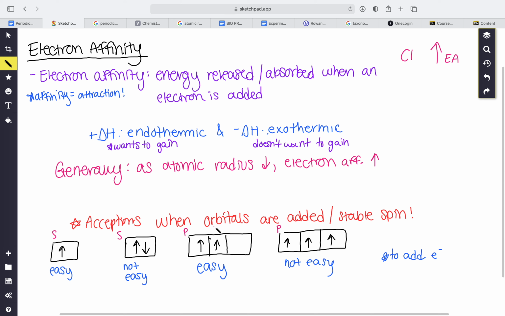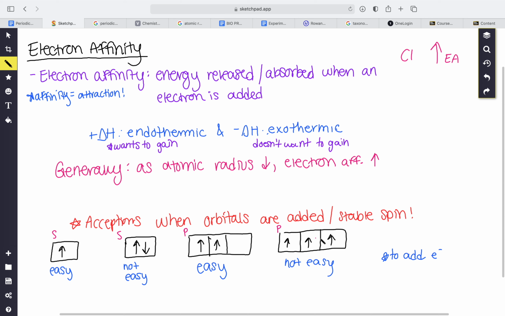And then here in a P group, in order to become stable, as I said before, it wants to be up, up, up. That's what makes it the most stable. So adding an electron here is going to be really easy. So the electron affinity is going to be up, right?